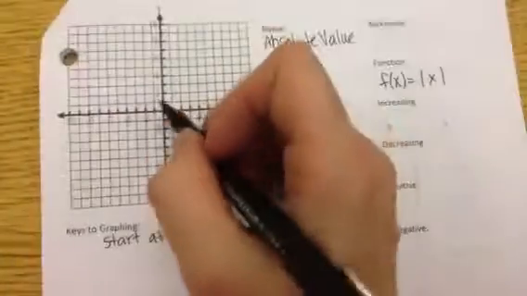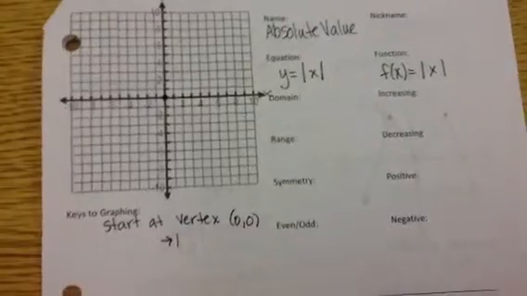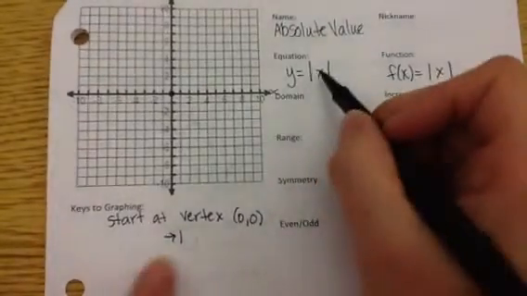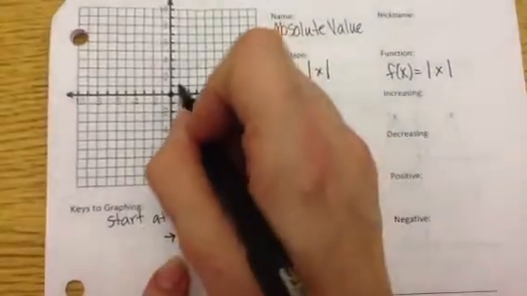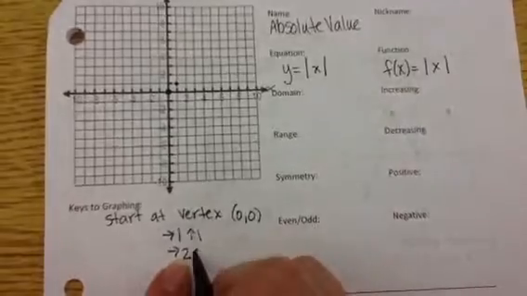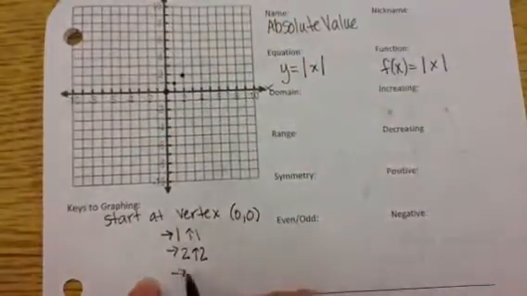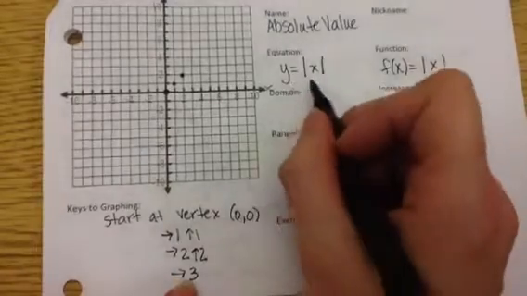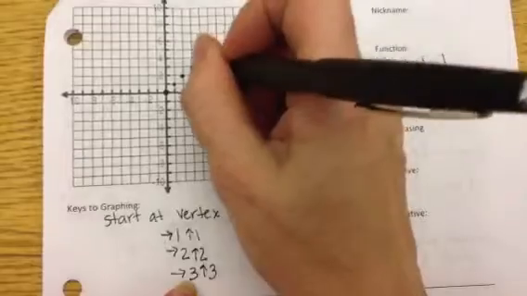And when we're at the vertex 0, 0, if we move right 1, we are going to be moving right 1 and then take the absolute value of 1, so up 1. So right 1, up 1. And then right 2, the absolute value of 2 is 2, so right 2, up 2. Then if I move right 3, I'm going to move up by the absolute value of 3, which is 3.